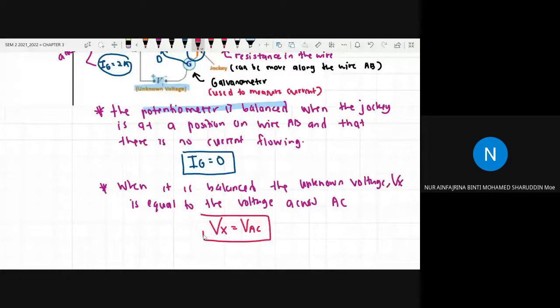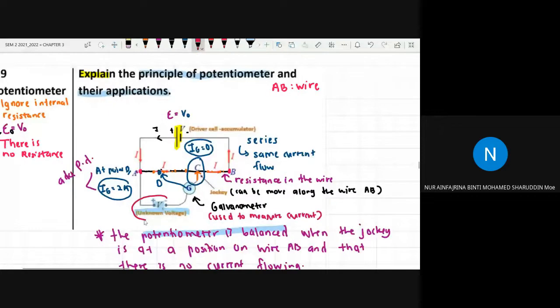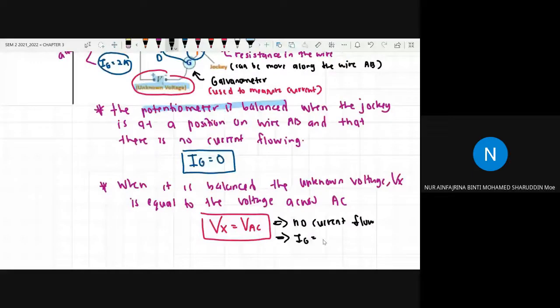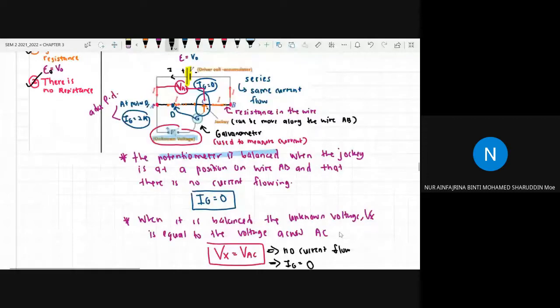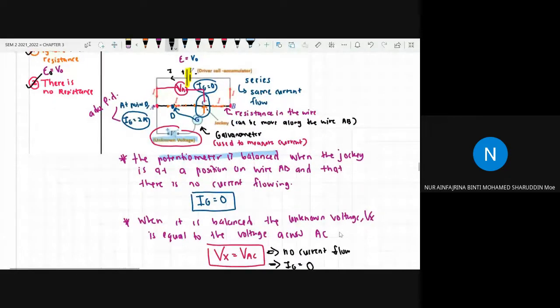Okay, so this is your unknown voltage. Your unknown voltage ni akan sama dengan, draw macam ni, voltage across AC. So dia dah sama. Okay, so bila you punya unknown voltage sama dengan voltage across AC, no current flow. So maksudnya you punya reading of current dekat galvanometer tu is 0. Okay, so far boleh faham tak? Apa yang Miss cuba sampaikan adalah potentiometer is balanced.